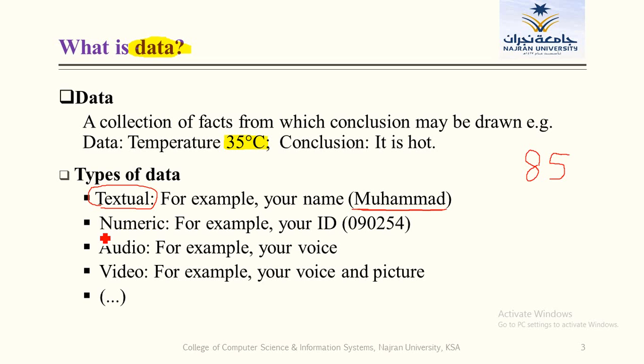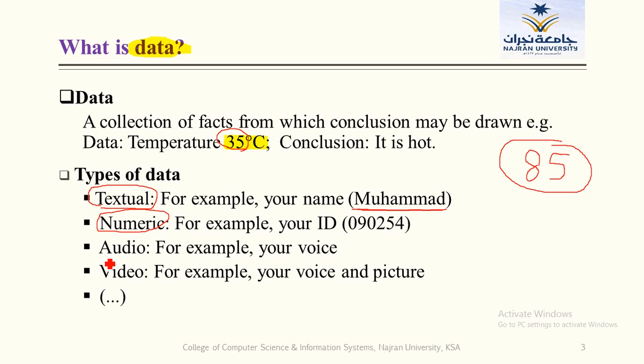The second type is numeric data. For example, your ID, your age, your mobile number, and so on. We have many different numeric types of data, like this 35, this is numeric data. Your grade, that is 85, this is numeric data. So we have many examples that we can give that are numeric data.